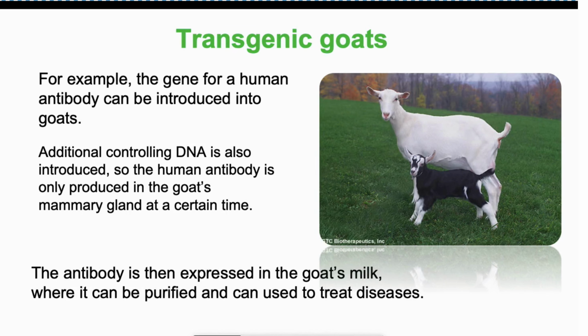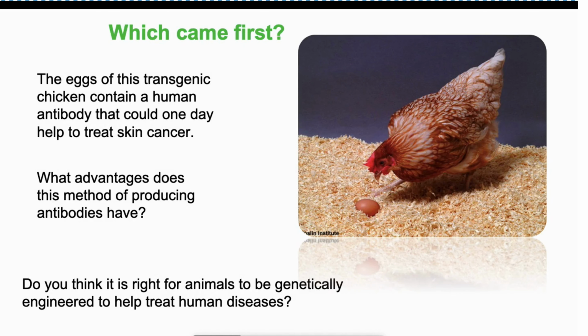For example, the gene for a human antibody can be introduced in the goats. Additional controlling DNA is also introduced, so the human antibody is only produced in the goat's mammary gland at a certain time. The antibody is then expressed in the goat's milk, where it can be purified and can be used to treat disease.